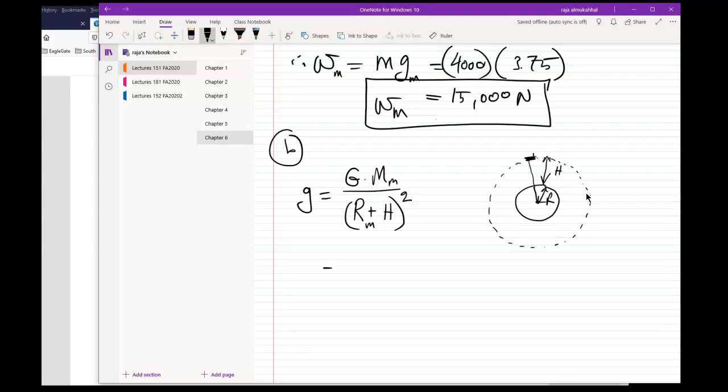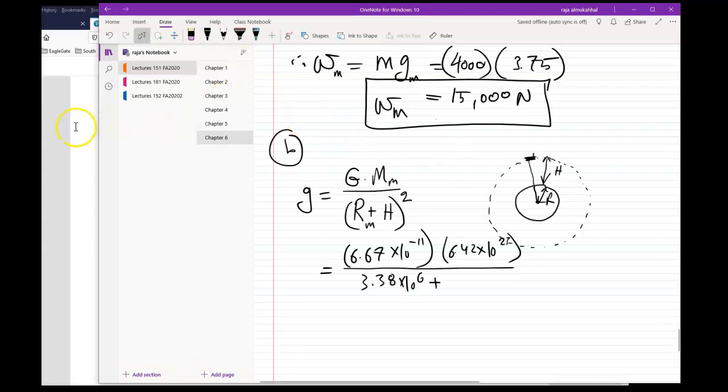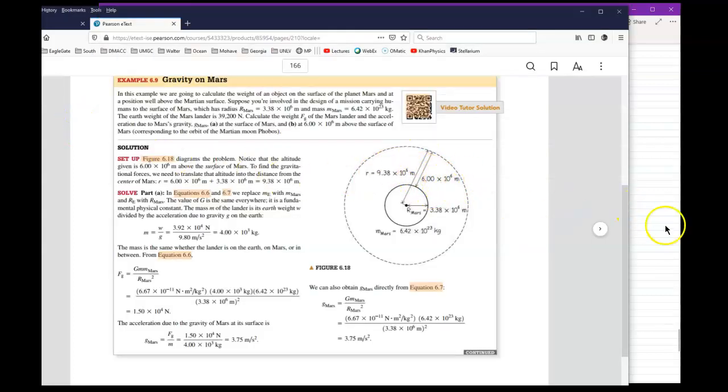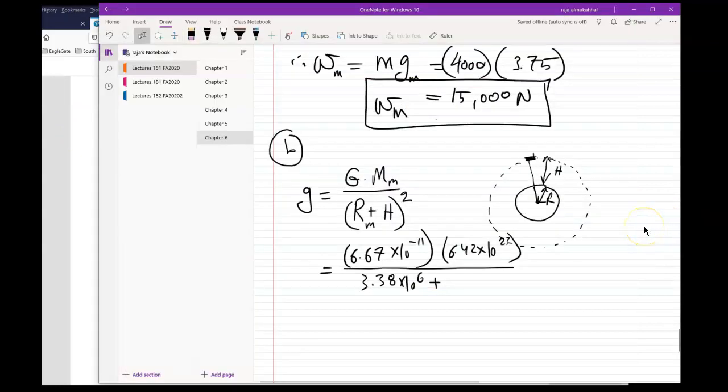So when we do that, it's going to be 6.67 times 10 to the negative 11 times the mass of Mars. I already forgot it. Here it is, 6.42 times 10 to the 23 divided by the radius of Mars, 3.38 times 10 to the 6, plus, he said what? 6 million. You're going to add another 6 million here. 6 times 10 to the 6 quantity squared.